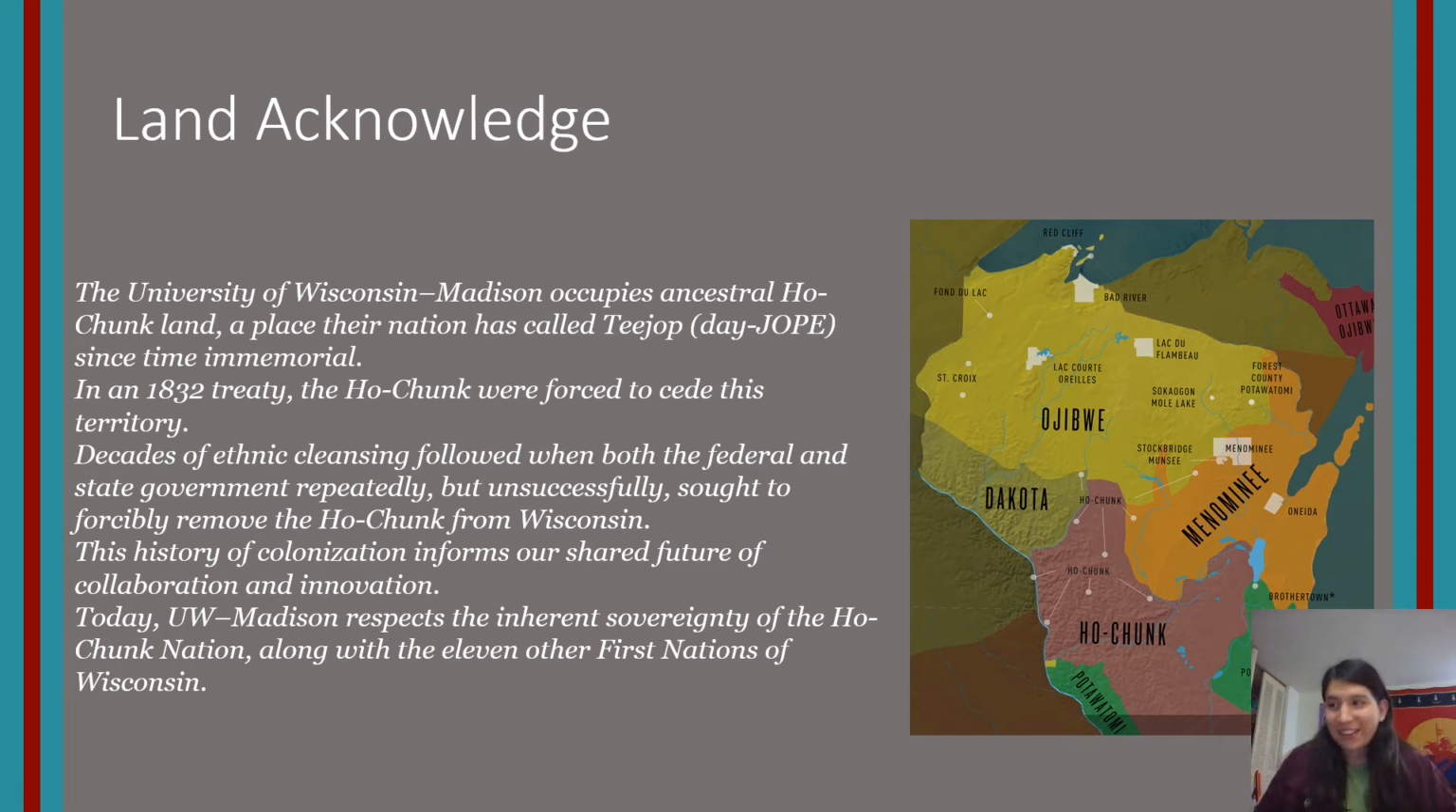Before we get into the nitty-gritty science stuff, I like to do a land acknowledgement. I'm here at the University of Wisconsin. I mean, not actually, I'm in my apartment, but I'm in the same general area. University of Wisconsin-Madison occupies ancestral Ho-Chunk land, a place that their nation has called Jaaksuk since time immemorial. In an 1832 treaty, the Ho-Chunk were forced to cede this territory. Decades of ethnic cleansing followed, when both federal and state governments repeatedly but unsuccessfully sought to forcibly remove the Ho-Chunk from Wisconsin. This history of colonization informs our shared future of collaboration and innovation. Today, UW-Madison respects the inherent sovereignty of the Ho-Chunk Nation along with the 11 other First Nations of Wisconsin.